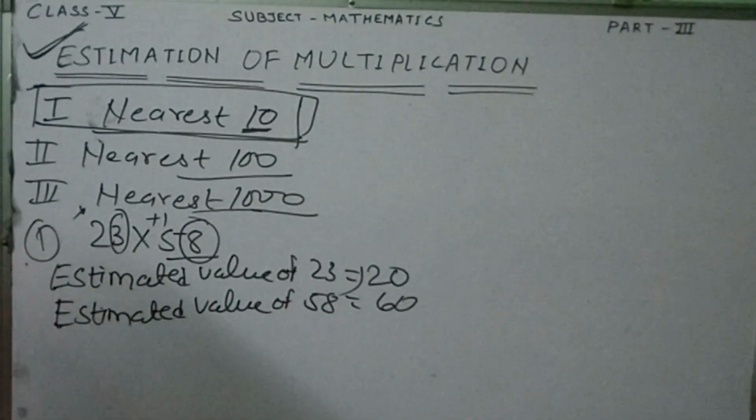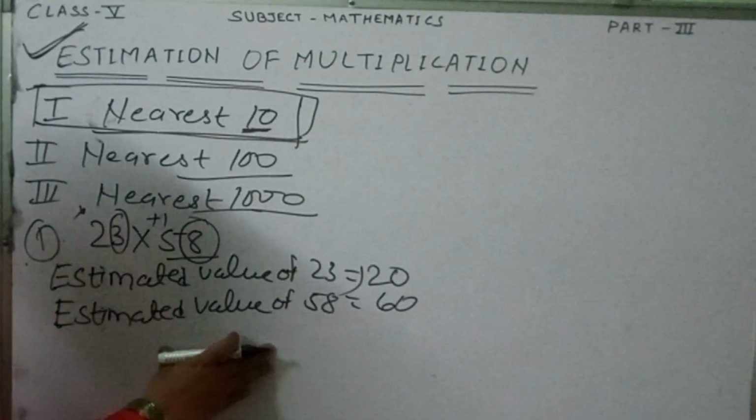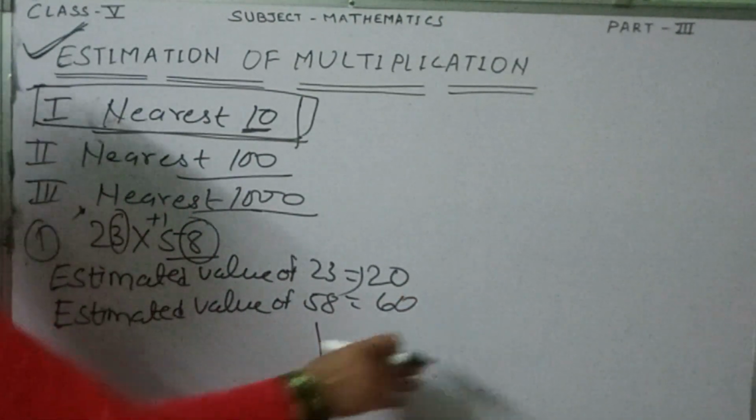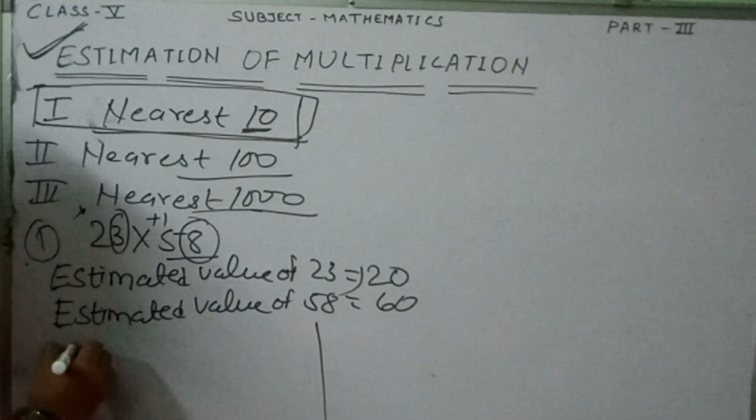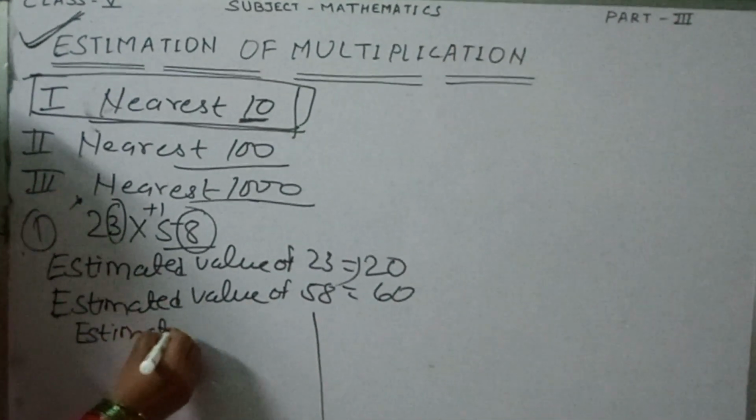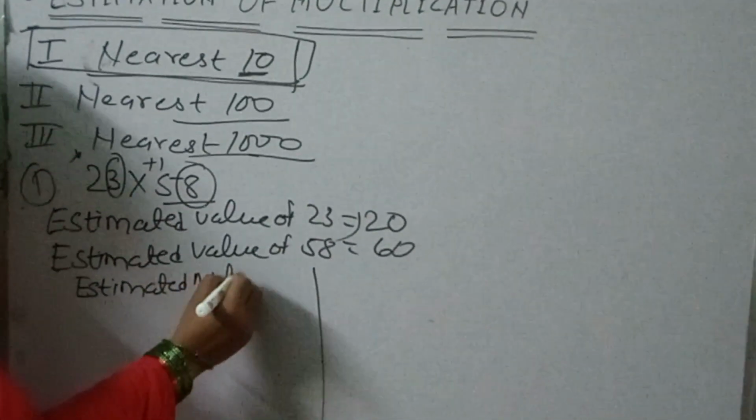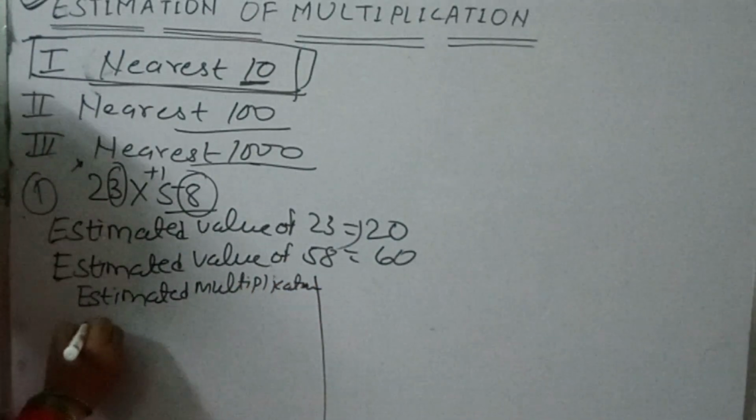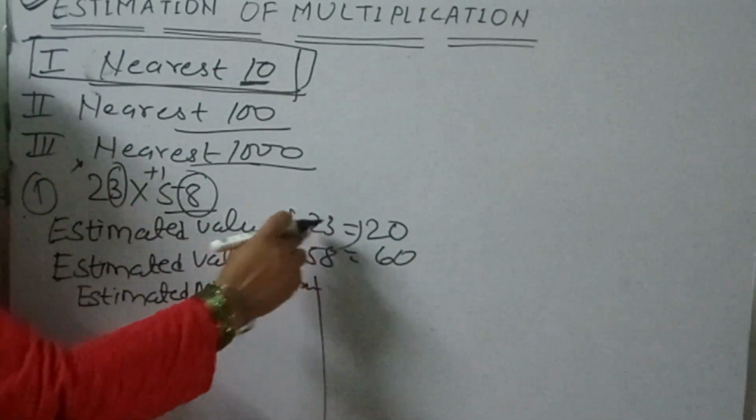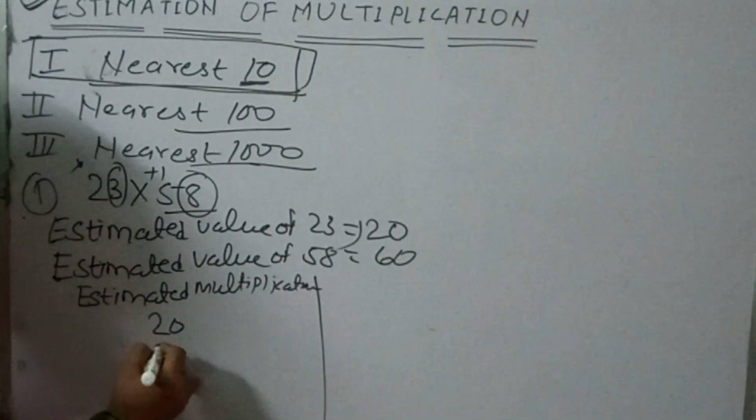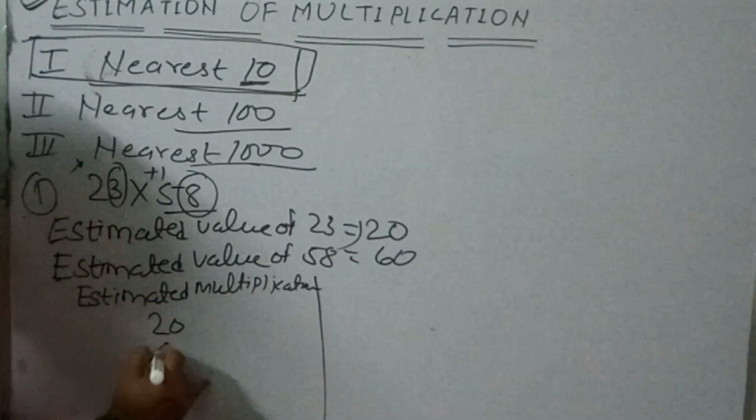Now in the question you have to find the estimated multiplication and also the actual multiplication. So first is the estimated multiplication. What is the estimated value of 23? 20. And what is the estimated value of 58? 60. Write it down.